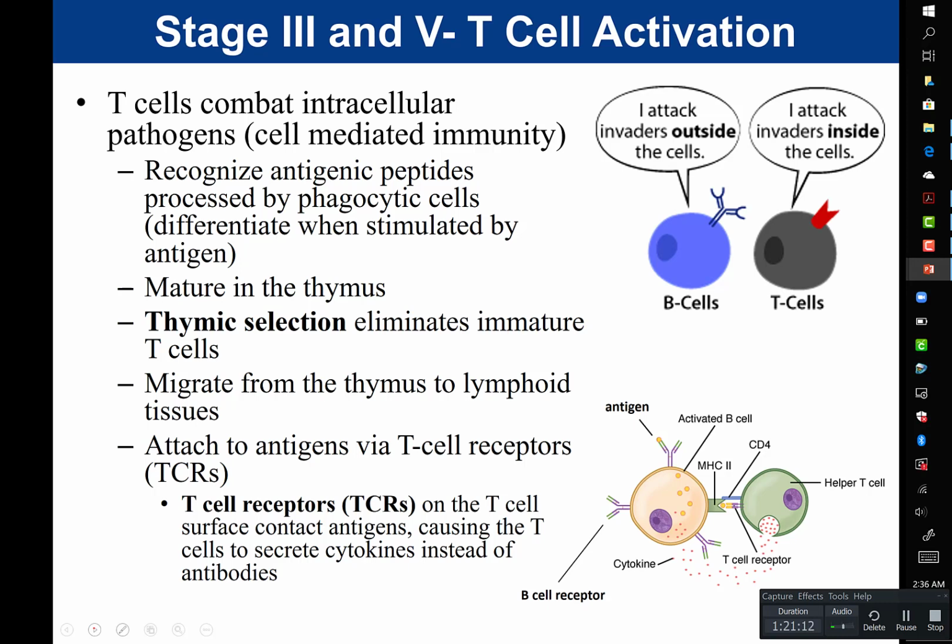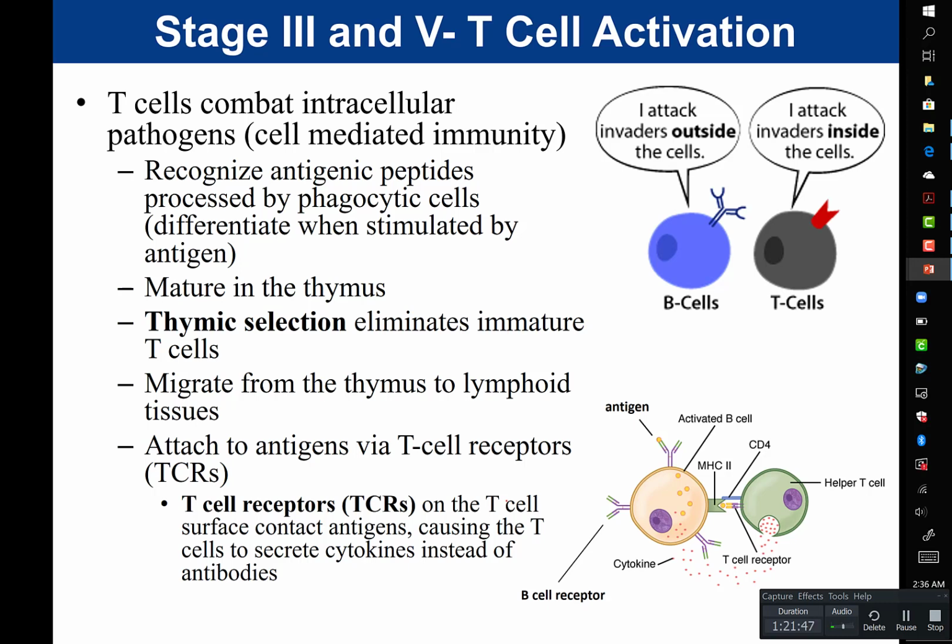eliminates immature T cells. T cells are going to migrate from the thymus to the lymphoid tissues, and T cells will attach to antigens via T cell receptors, what we call TCRs. And so T cell receptors on the T cell surface contact the antigens, causing the T cells to secrete cytokines instead of antibodies.